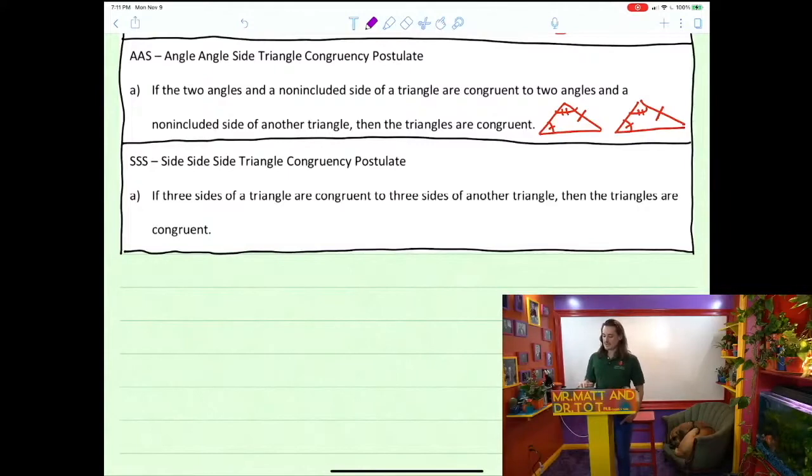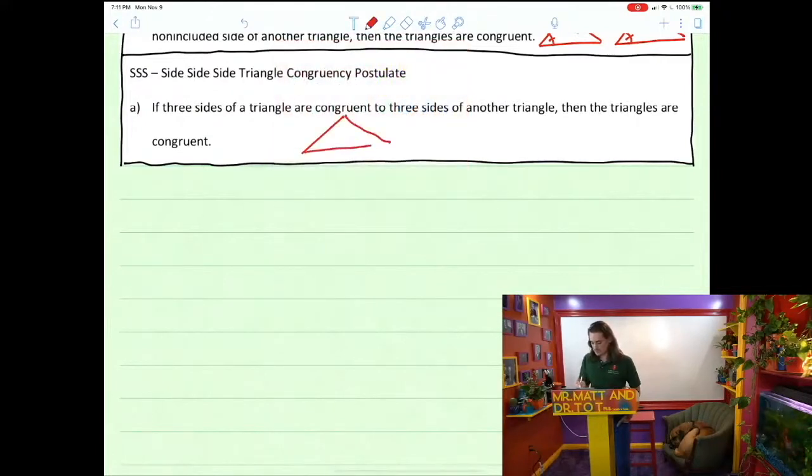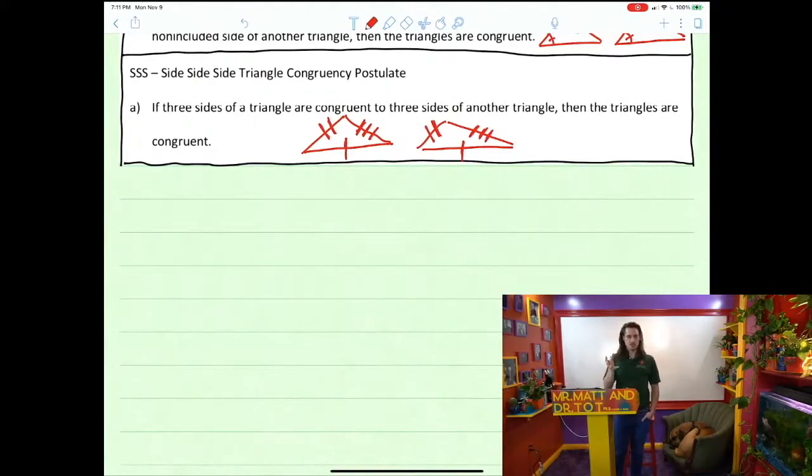And lastly, we have side, side, side. So if three sides of a triangle are congruent to three sides of another triangle, then the triangles are congruent. So that's pretty straightforward. There's no angles involved in this one. If you know that the three side lengths of two triangles correspond to each other, such that they are all congruent to each other in the same order, or can be traced at least. You can rotate the triangles around, that's fine, but you have to be able to rotate them in such a way that you have the same order around the triangle.